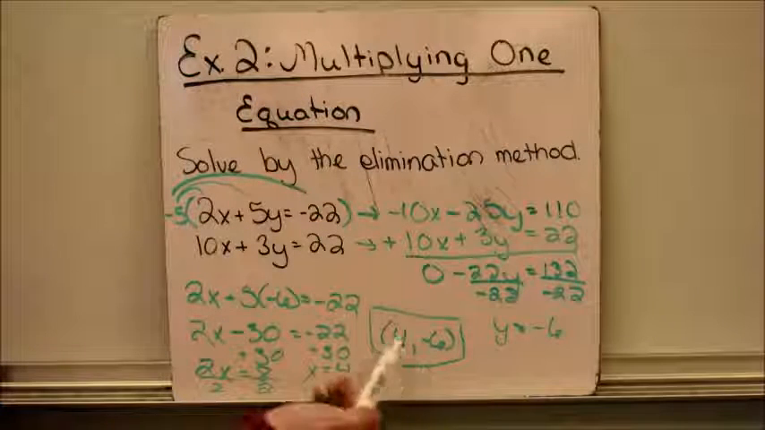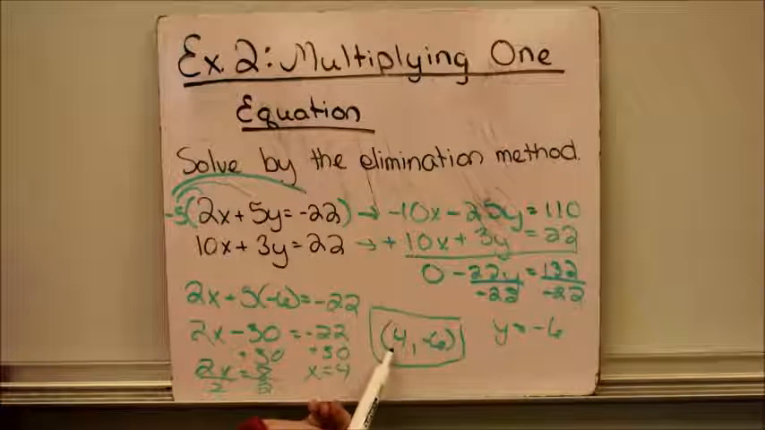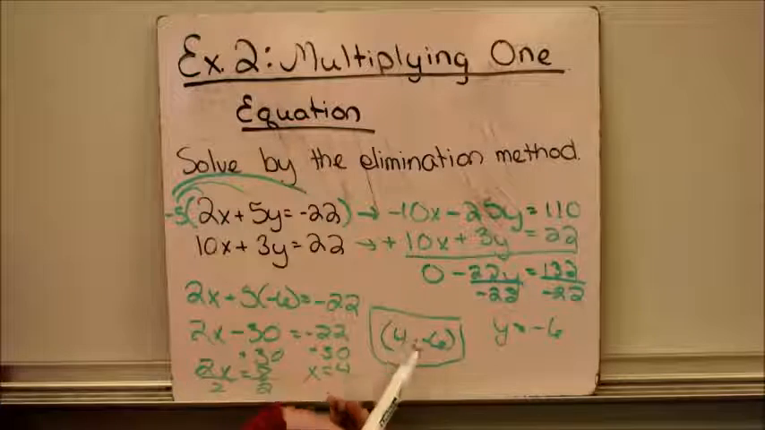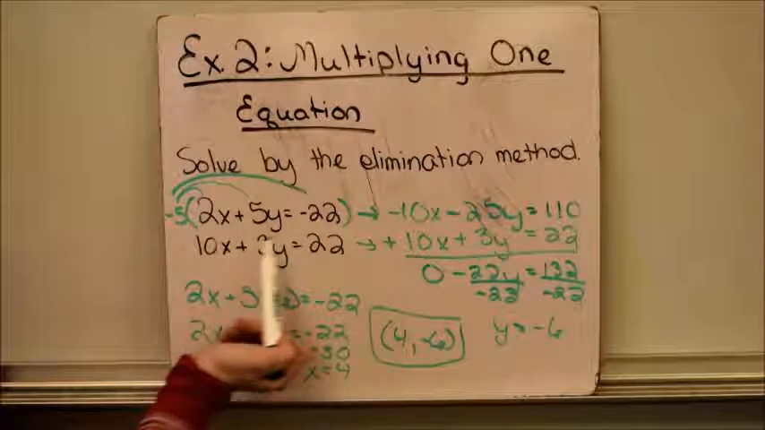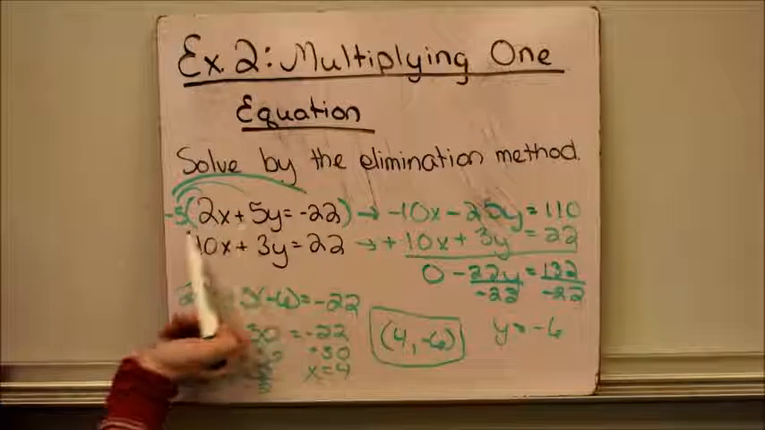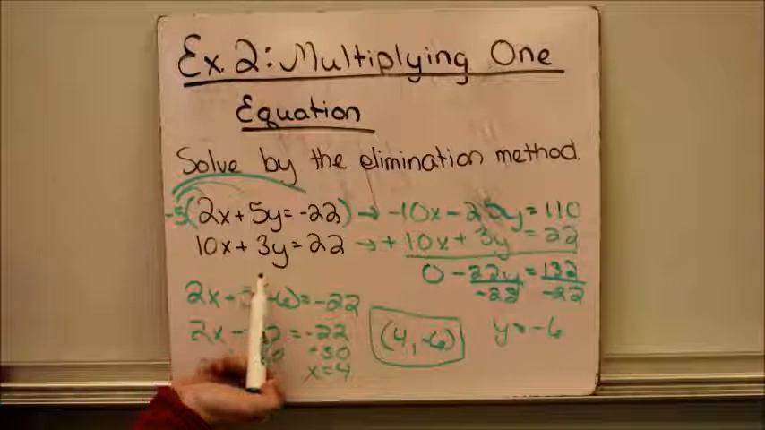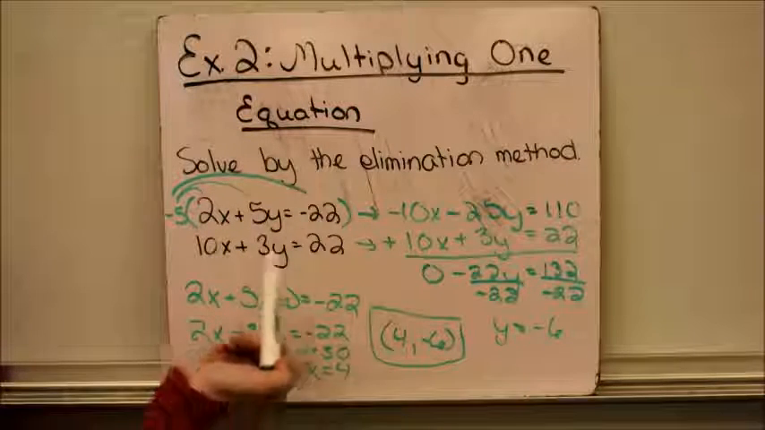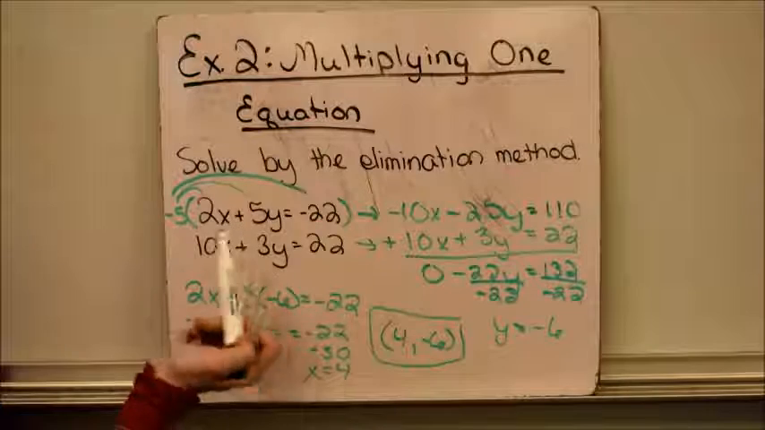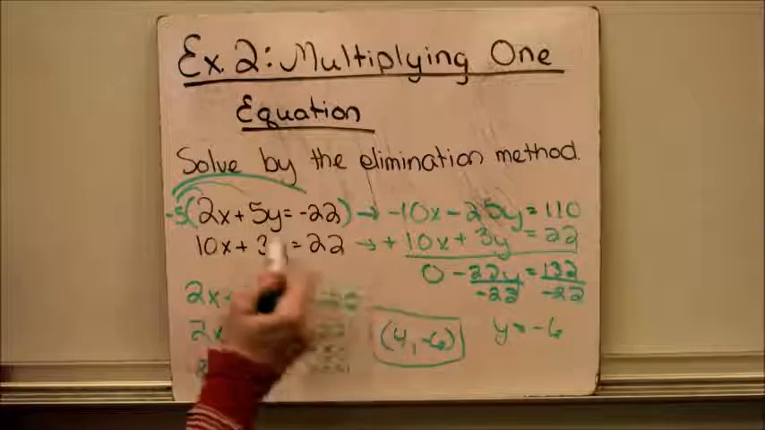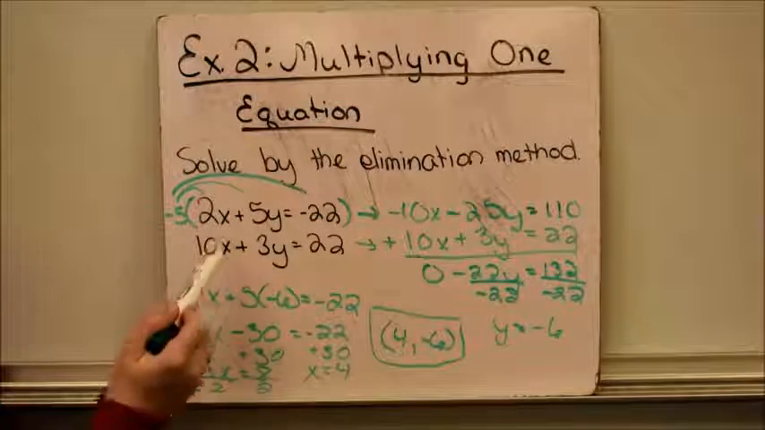And again, you could take these answers, x is 4, y is -6, plug them back into your equations and see if they balance out. I would really recommend doing this on a test. It's always good to check your work because you don't know if you made a mistake in these 3 steps that we've done.